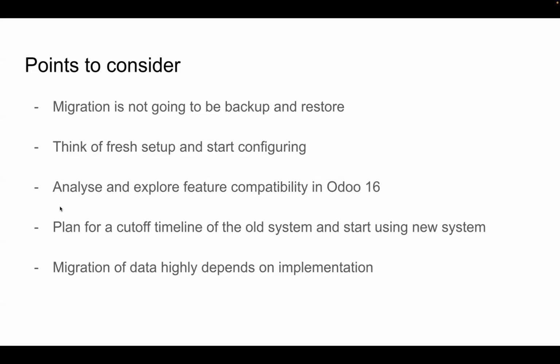First, since Odoo 16 has a different UI and different features, and the menus and everything have been regrouped, we recommend analyzing and exploring the feature compatibility in Odoo 16. In your implementation, you may be using a specific custom module for a specific functionality, or you may be using a different workflow altogether. So we recommend you first analyze Odoo 16 and do a thorough investigation whether all the flows that you are doing in your existing system are compatible. If not, what additional module do you require? Any additional App Store modules to be installed?